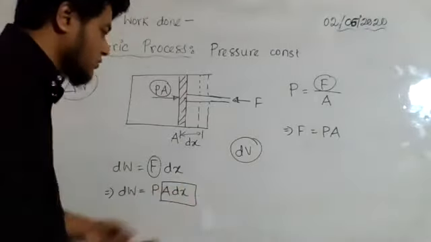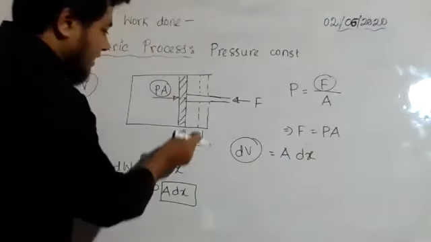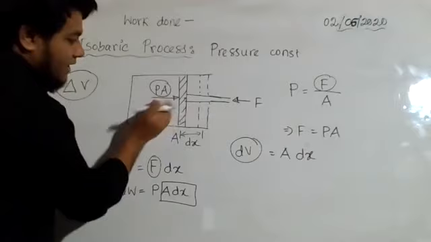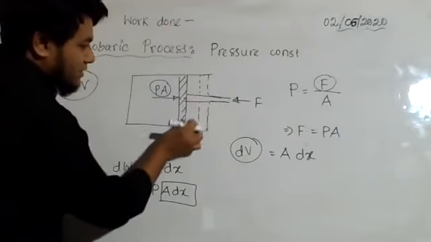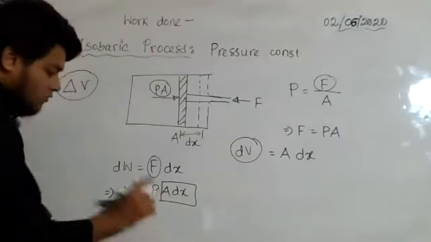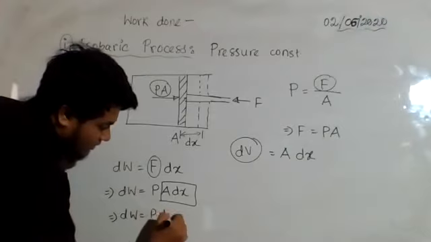So dV is equal to, can I write area into height? This is the height, right? This is the area A, and into height. So I will get the volume of this one. So A into dx will give me dV. So I will replace the value here. dw will be equal to P dV.